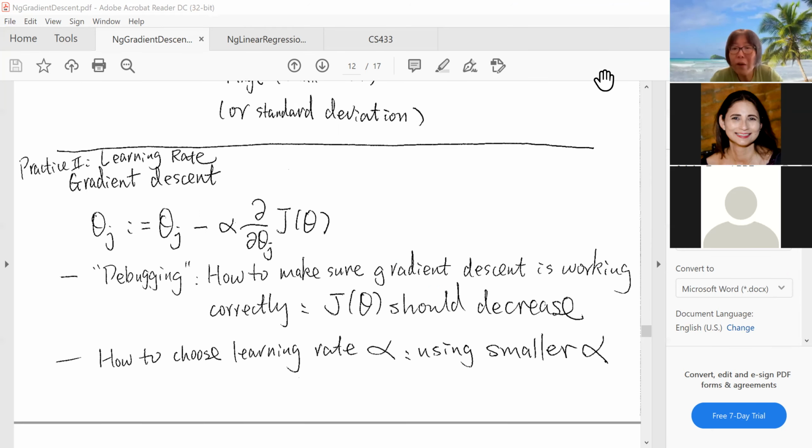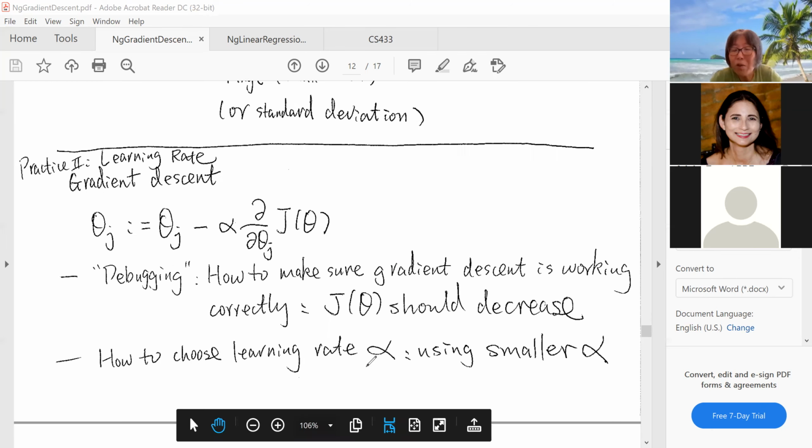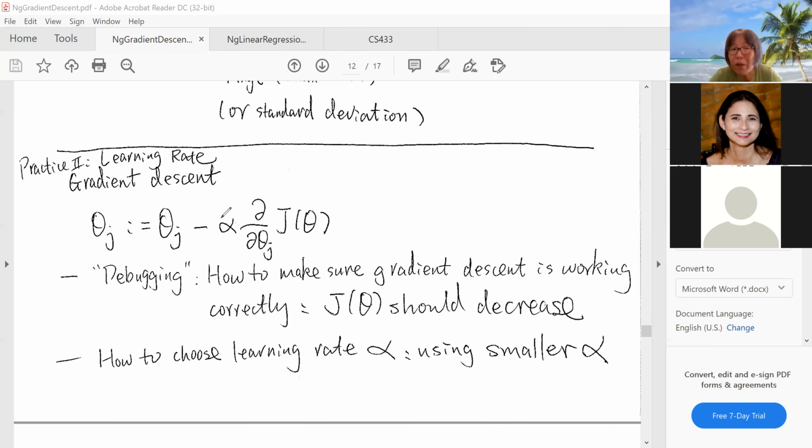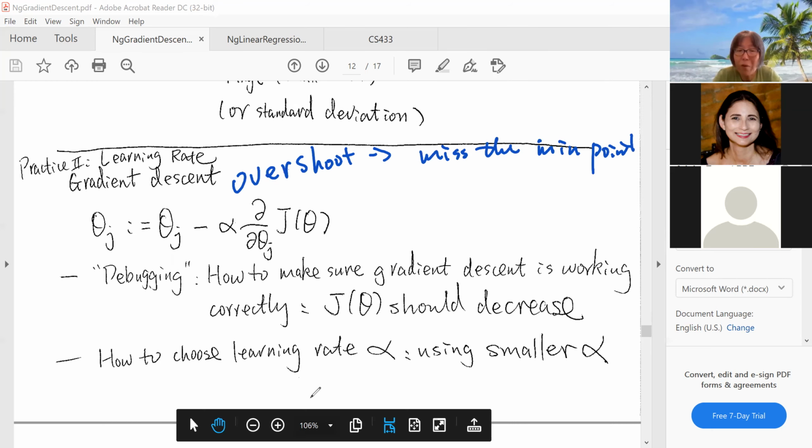As for the learning rate, it is recommended not to use too large a learning rate because it can cause overshoot, and then it may miss the minimum point. So you can choose a smaller learning rate.